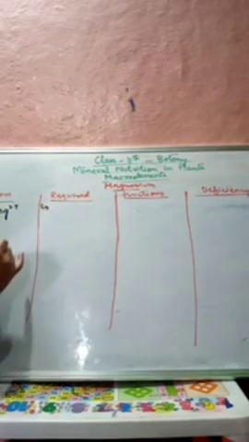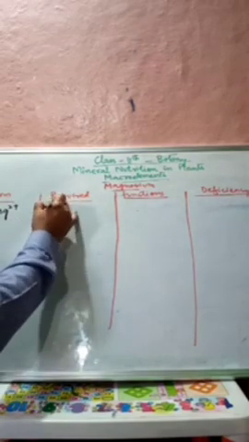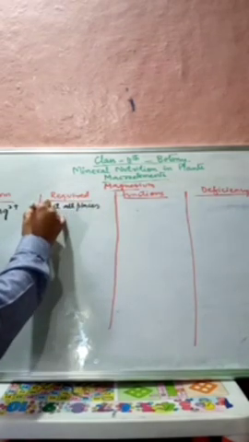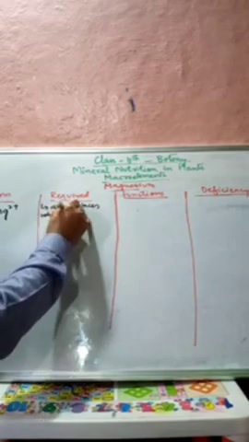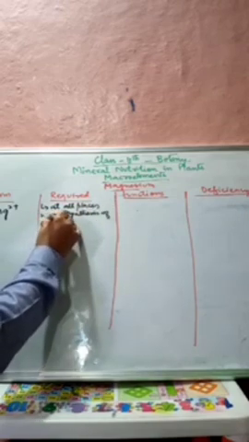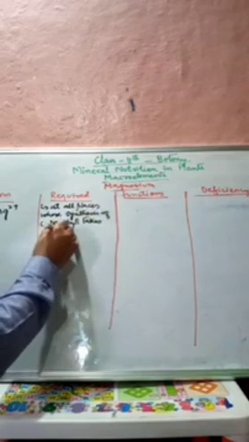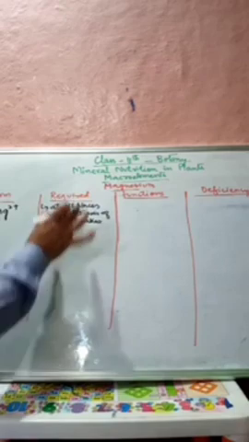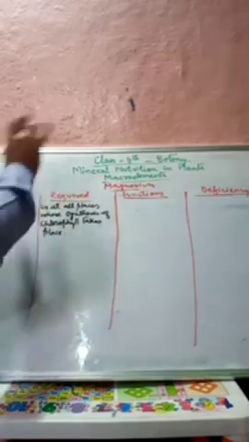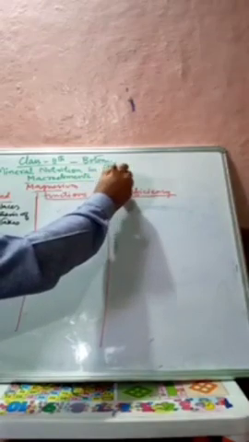Now, where is it required? We see it is required at all places where synthesis of chlorophyll takes place. It is found in those places, in those cells where chlorophyll is found. When we study the structure of chlorophyll, at the center you will find this magnesium ion.